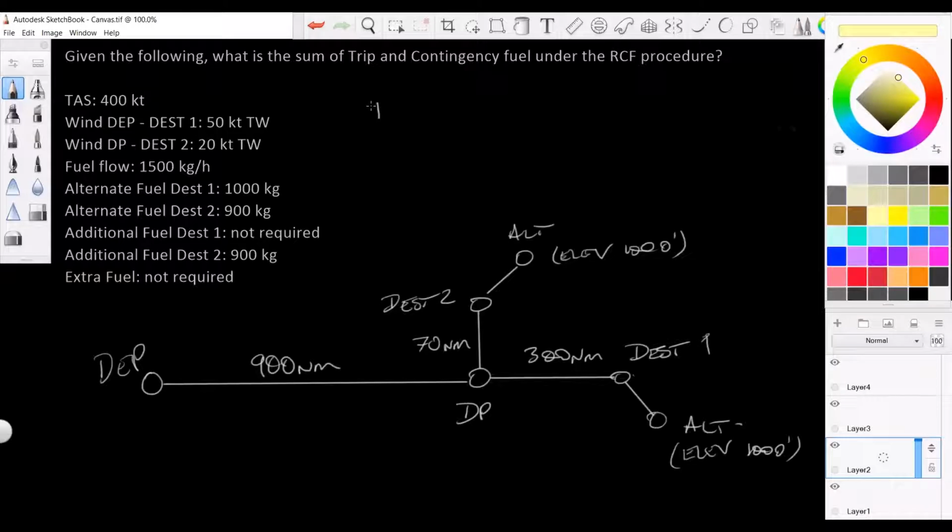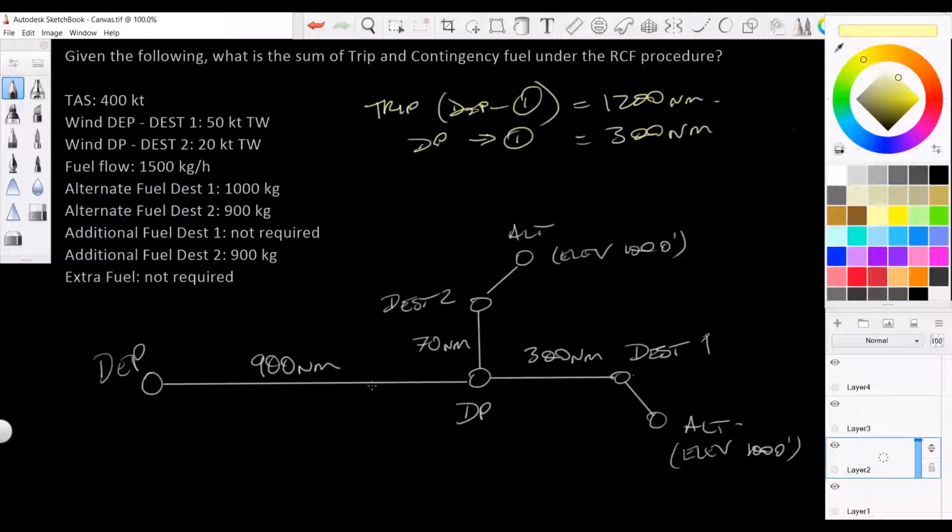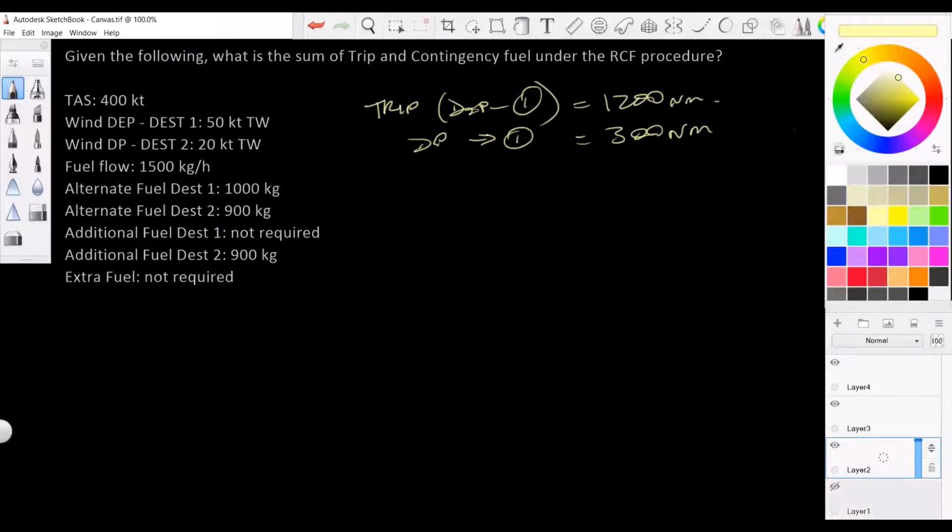So I'm going to write down that the trip distance from departure to destination 1, via the decision point of course, is 1,200 nautical miles. Then I'm going to write that decision point to destination 1 is 300 nautical miles. Those are the two figures I'm going to need from here. Everything else is unnecessary for this first calculation, so I'm going to hide the map and we'll look at the calculation to make. So we have the usual TT cafe, really.